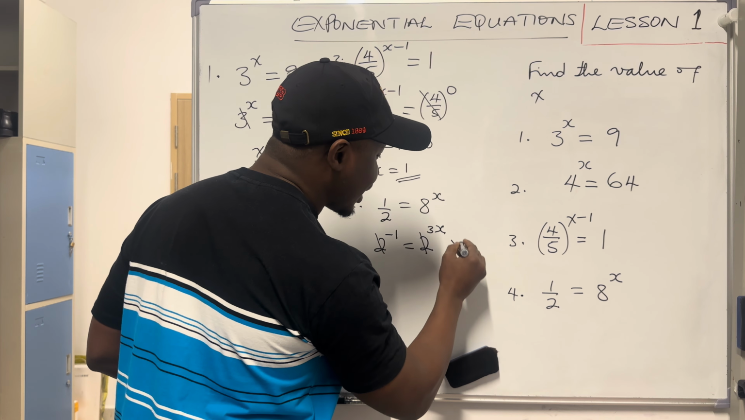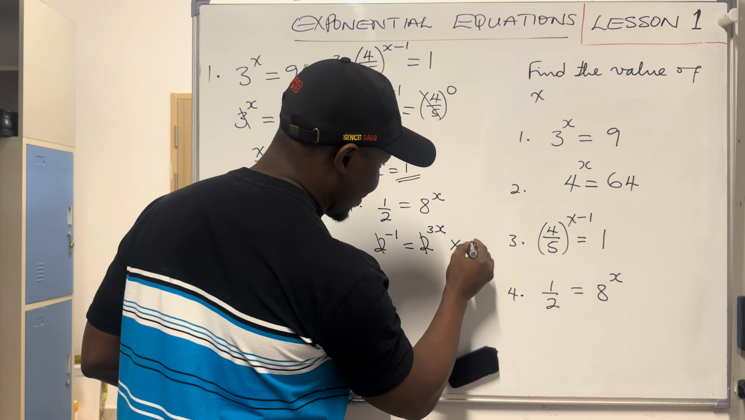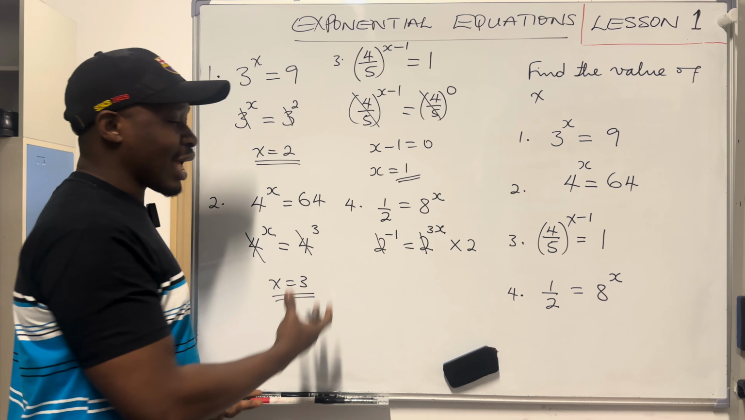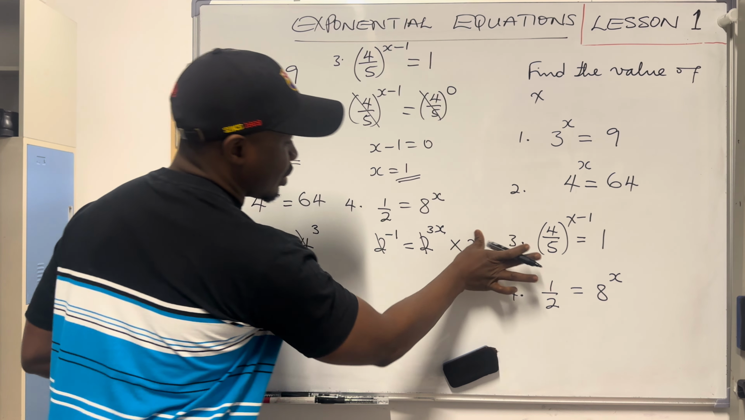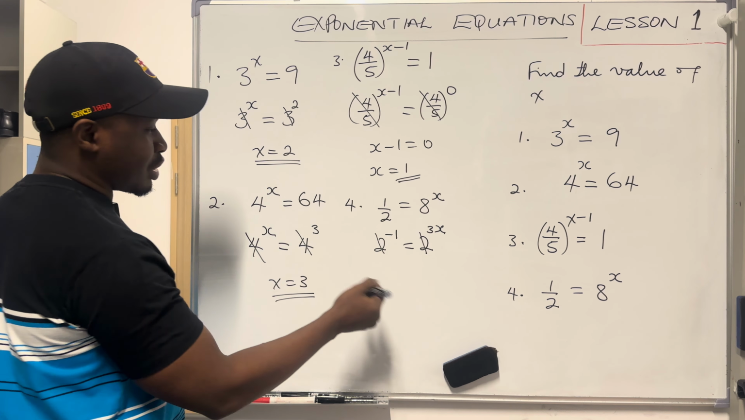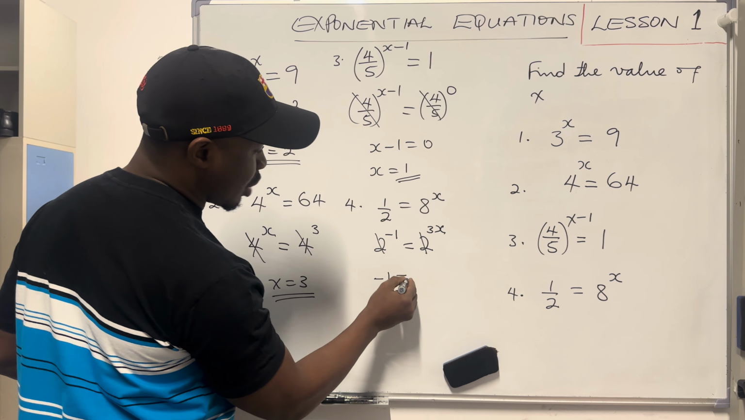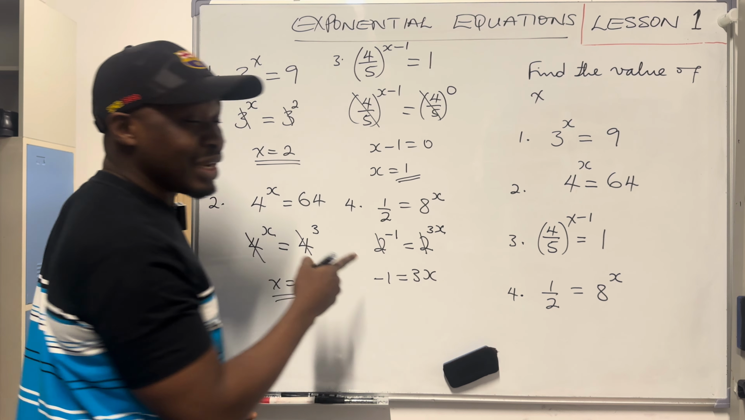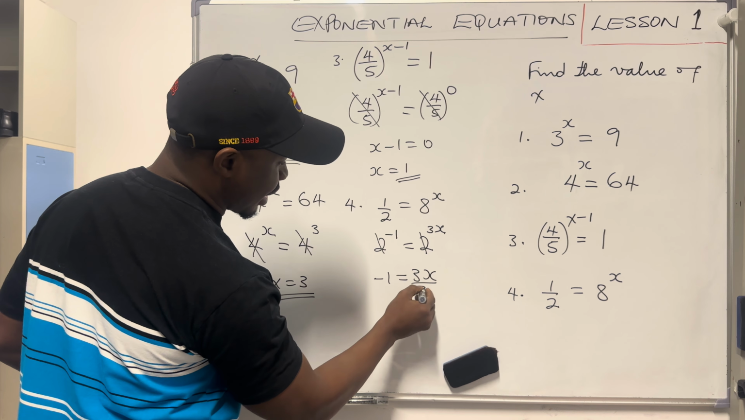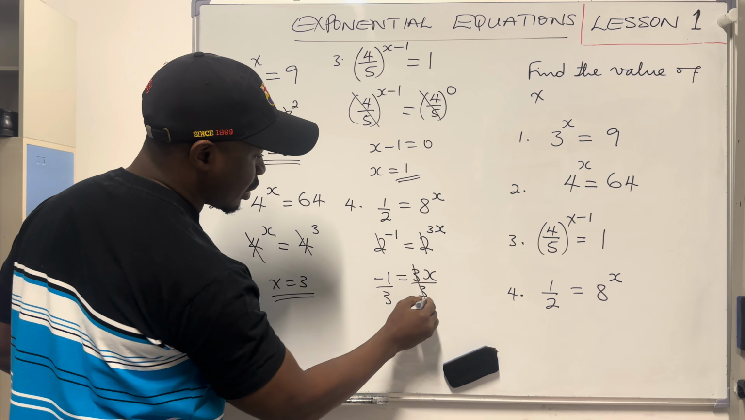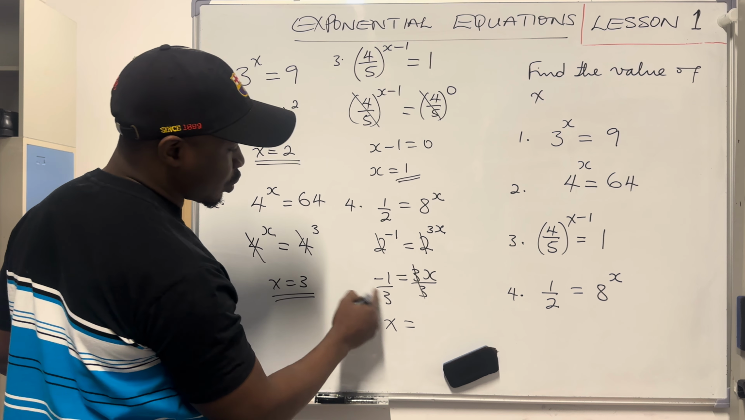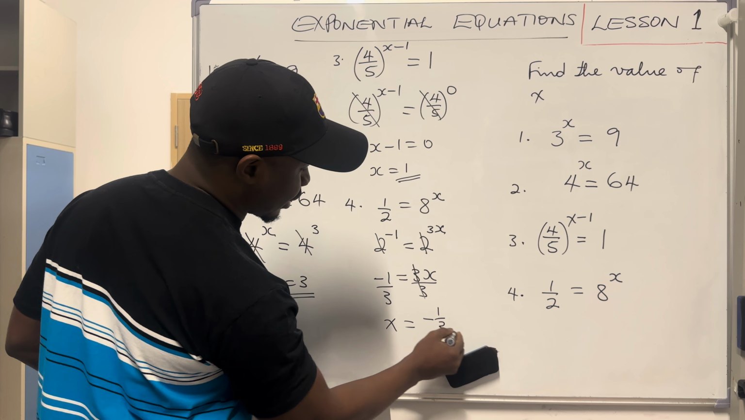If you have something like this here, like 2, you cannot cancel. You cannot do anything. So one term equals one term. So here is minus 1 equal to 3x. We need x. We divide by 3. We divide by 3. So x is equal to minus 1 over 3.